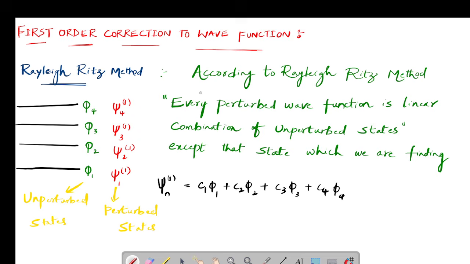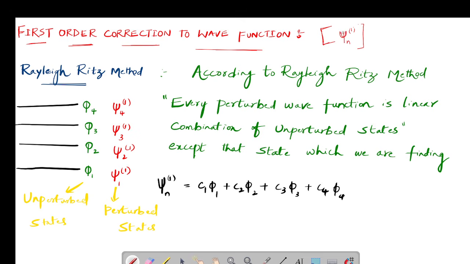Hi everyone. In the series of perturbation theory, today we are going to discuss the first order correction to wave function. So, what does it mean, the first order correction to wave function? Here, it means we need to find psi n to the power of 1. So, this is the first order correction, isn't it? Our target is to find psi n power 1.